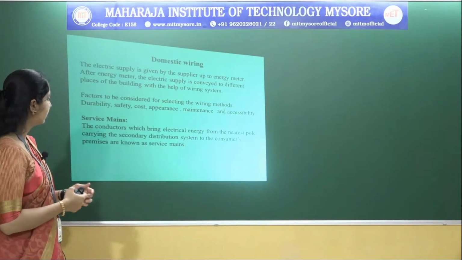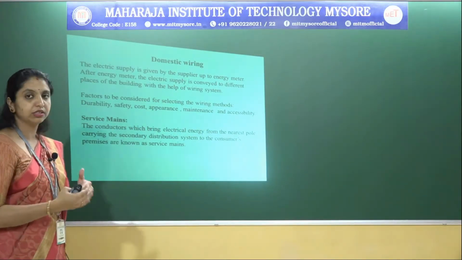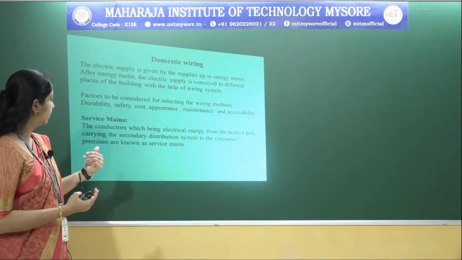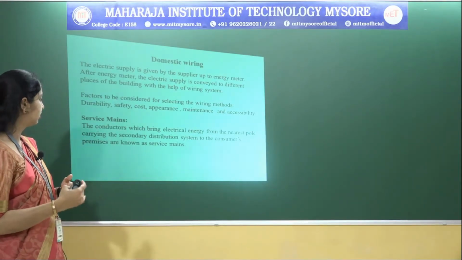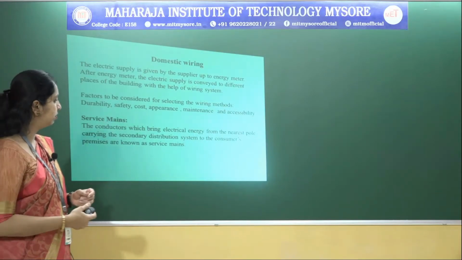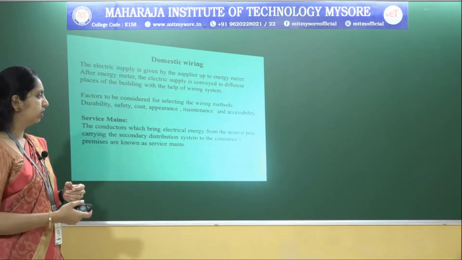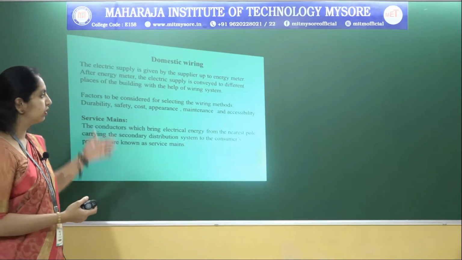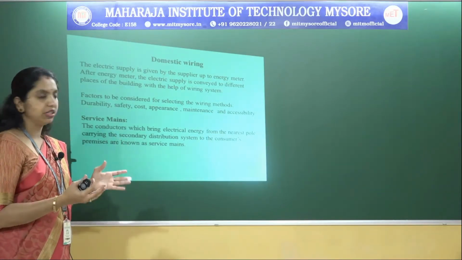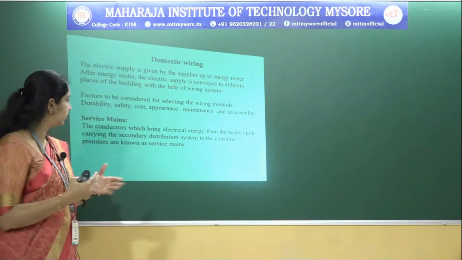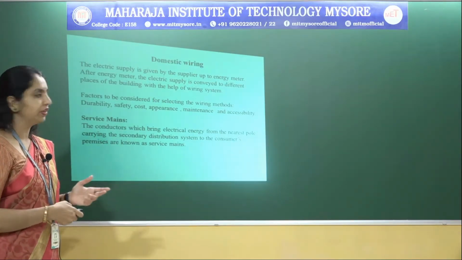Service main means the conductors which bring electrical energy from the nearest pole. So what is a service main? The conductors which bring electrical energy from the nearest pole carrying the secondary distribution system to the consumer's premises are known as service mains. As I have already told you in the first point, the conductor which brings the electrical energy from the nearest pole to the consumer premises is nothing but the service mains.